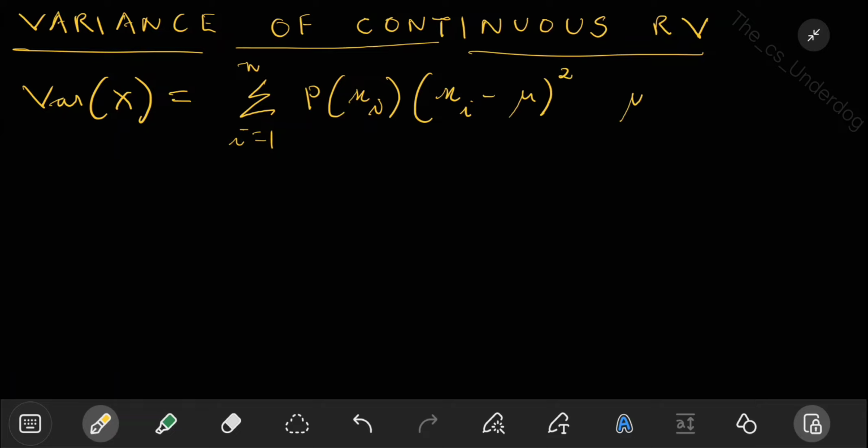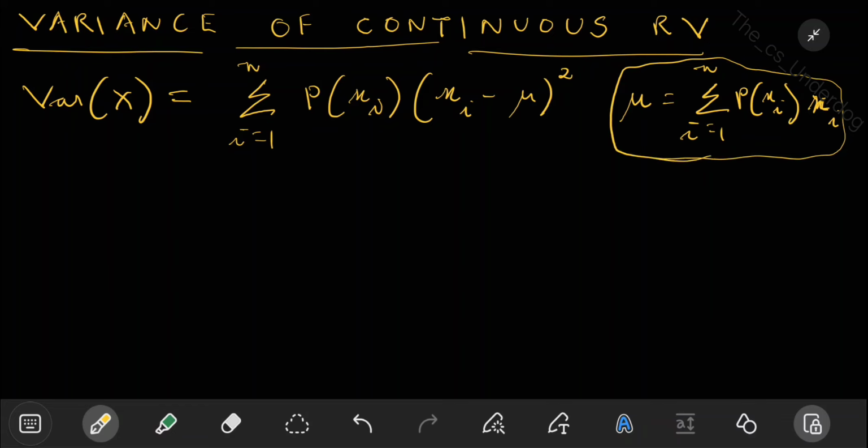What is mu? Mu is the expectation of that random variable. That is summation i equal to 1 to n, probability of xi into xi. This is mu. So using this formula, we found mu, and that mu has to be used here in order to find the variance. This is what we talked about for discrete random variables.